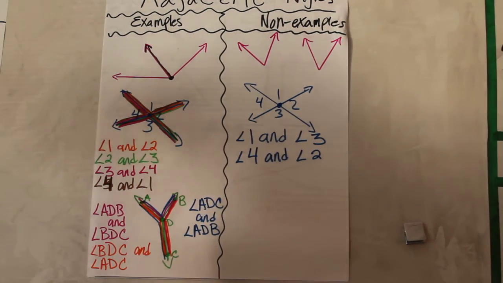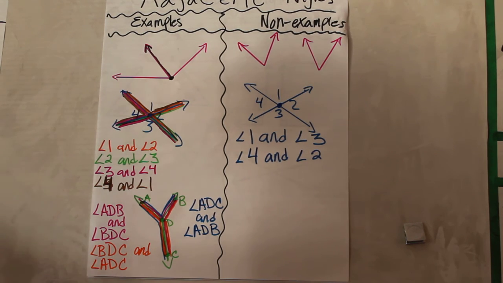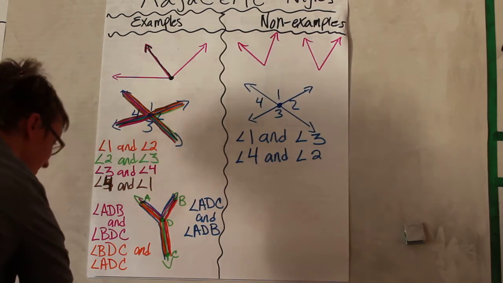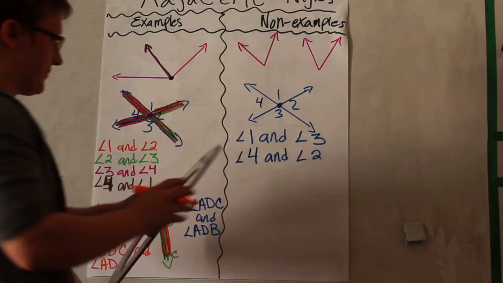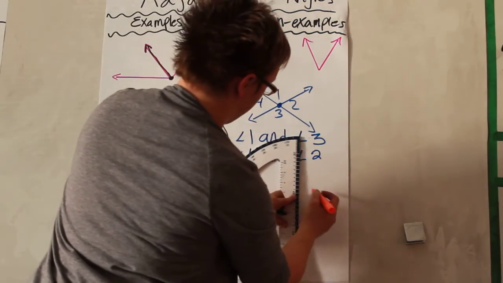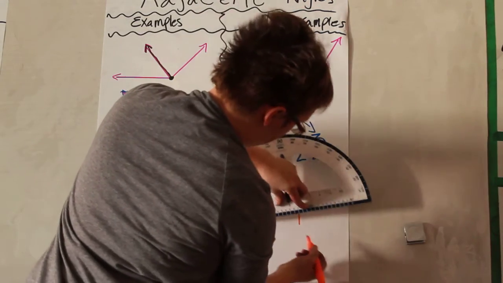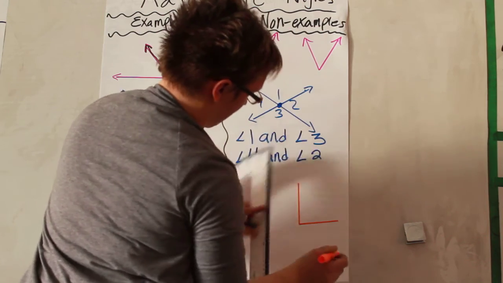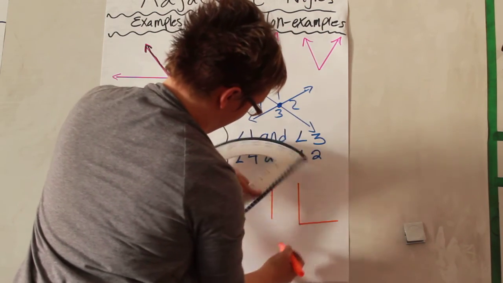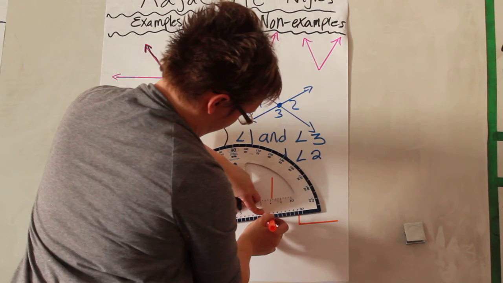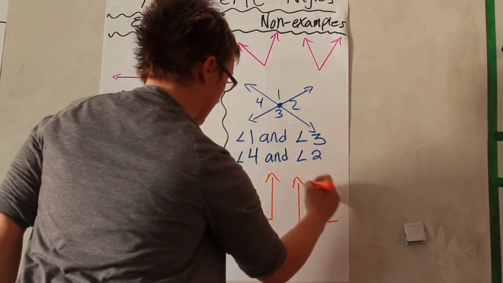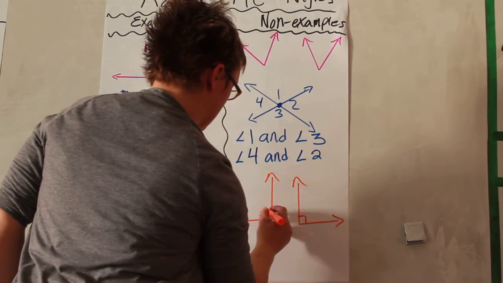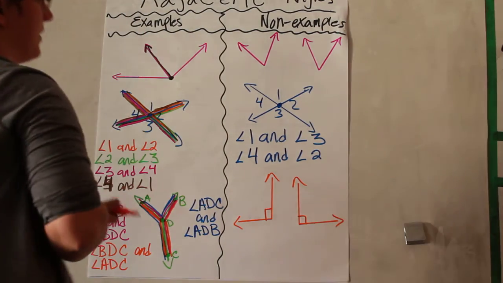And even if we do have two right angles that never ever ever touch, they will not be adjacent. That would be another non-example.